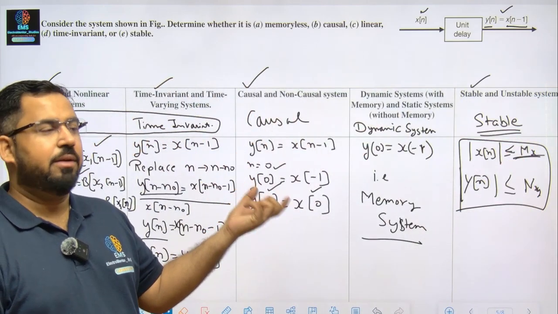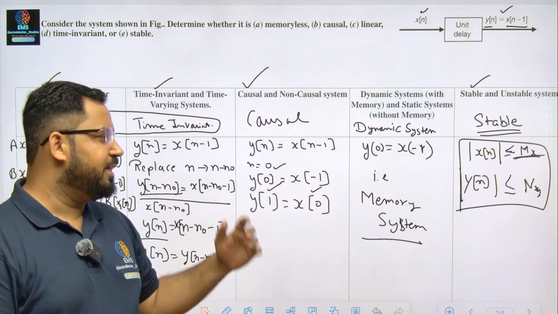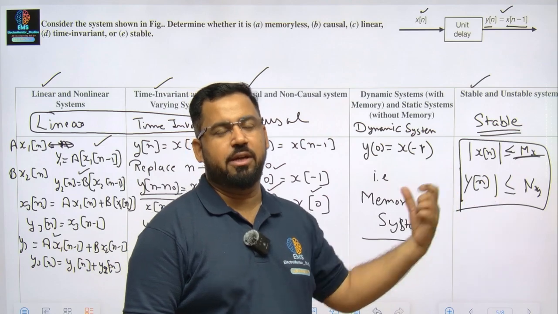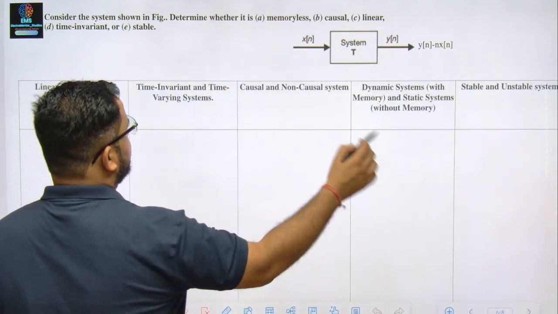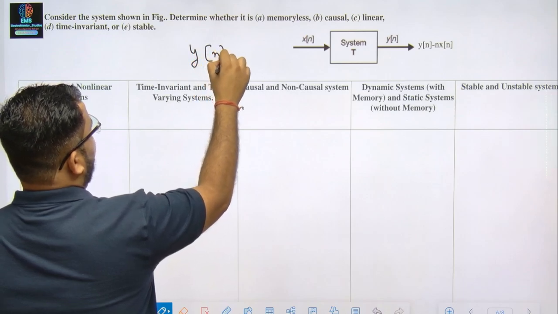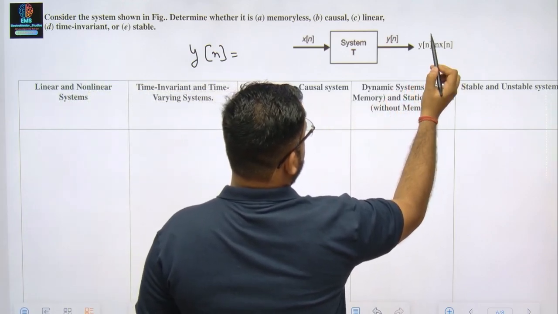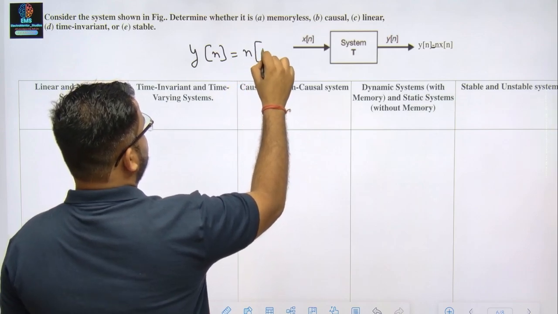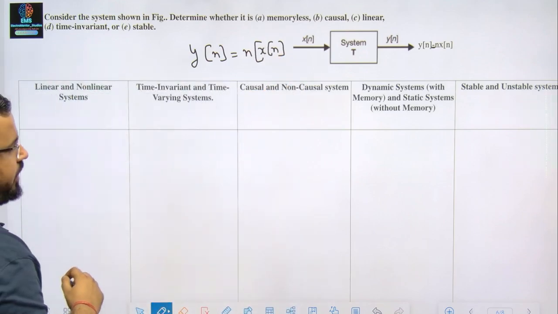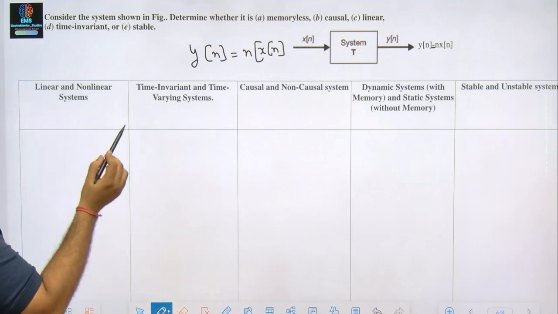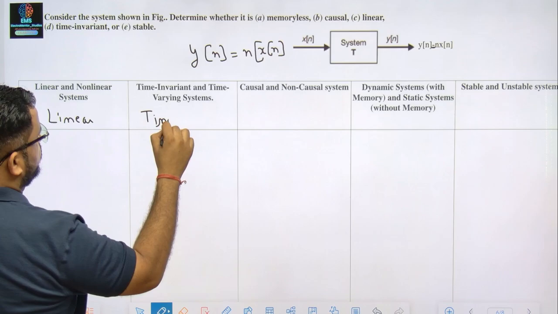Since the magnitude of x[n] is less than or equal to some finite number, similarly the magnitude of y[n] will also be less than some finite number. Let's try another question. In this question, y[n] is equal to n times x[n]. So prove this as linearity. It would be a linear system. I'm just writing, you have to prove it.